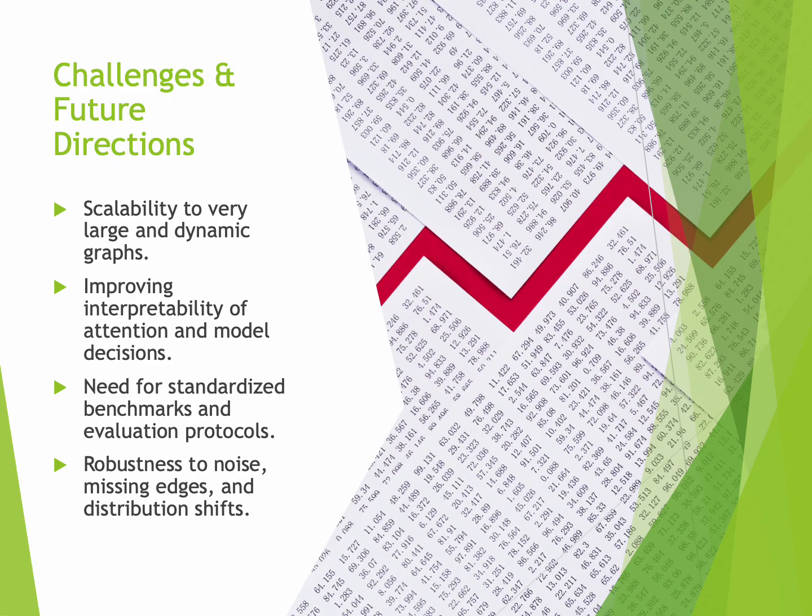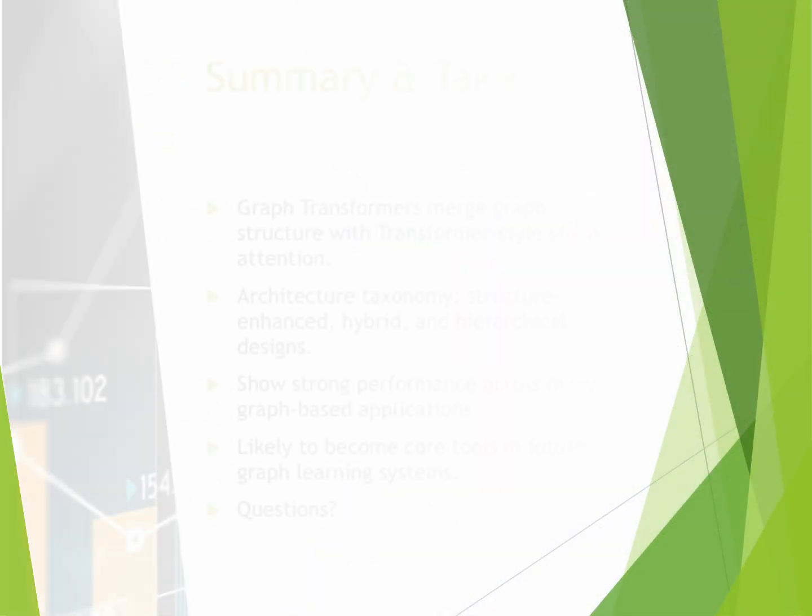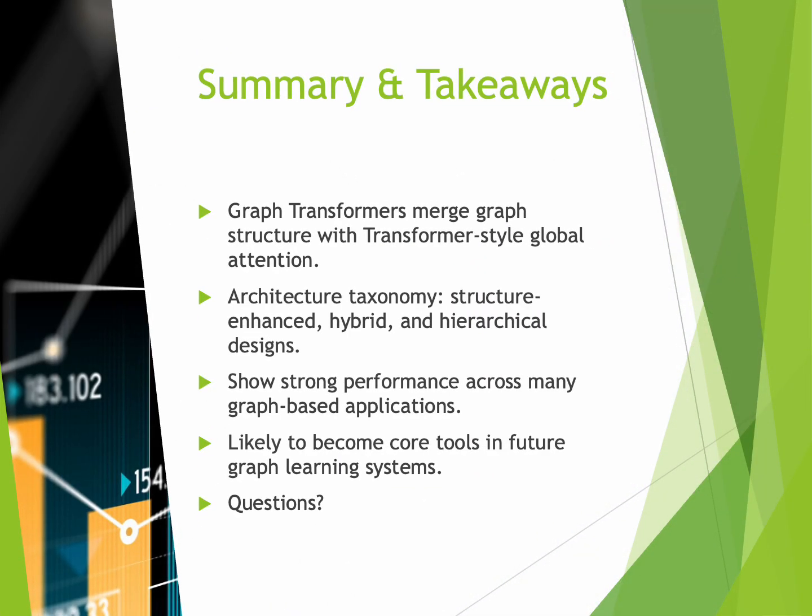I would like to summarize the whole thing. The summary of this whole paper is that graph transformers combine the structural bias of graphs with the global reasoning power of transformers. The survey I presented organizes this field into clear architectural families, reviews theoretical results, and highlights a wide range of applications. As graph data continues to grow in importance, graph transformers are likely to become a core technique for building more expressive and flexible graph learning systems.